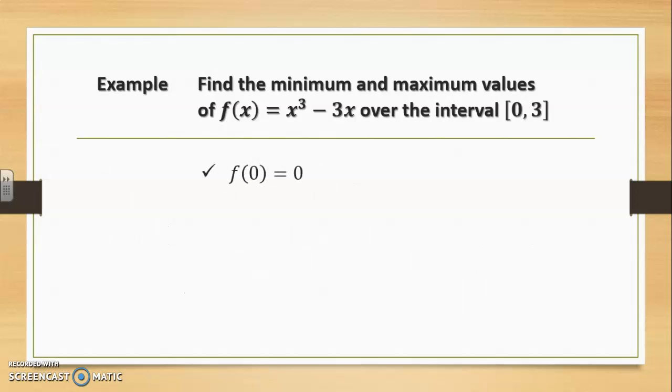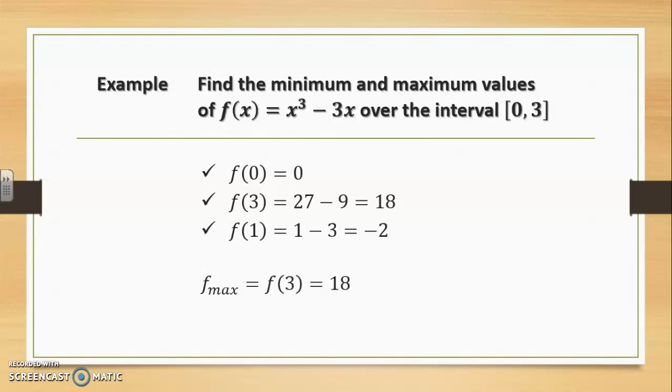And now we have our list. The function can reach a max or a min either at the bounds, so here is the function's value at the left bound 0, and at the right bound 3, or max and mins could occur also at critical points between the bounds, which occurred at x equals 1. The function's values at bounds and critical points are then compared, and we can conclude that the maximum value of f occurs at 3 and its value is 18. The minimum value of the function occurs at 1 and is equal to minus 2.